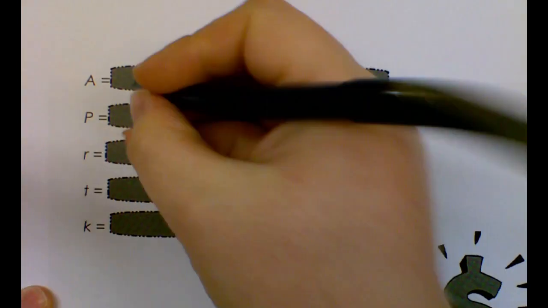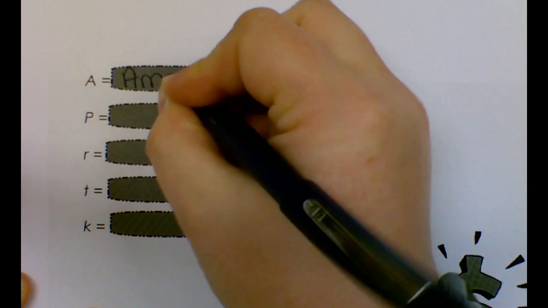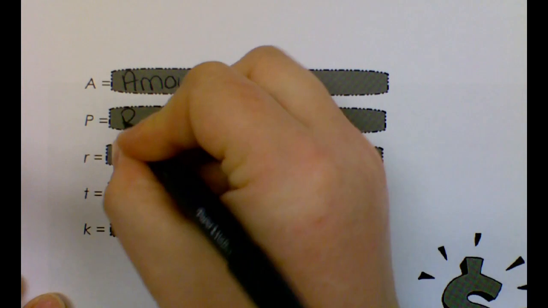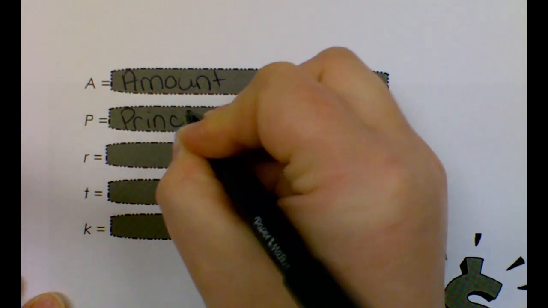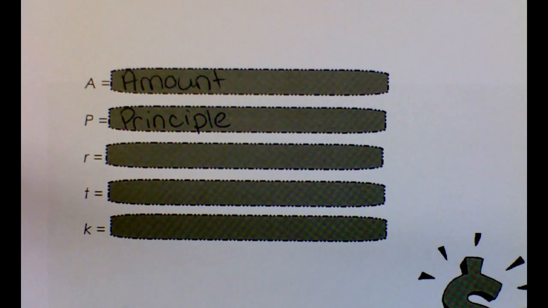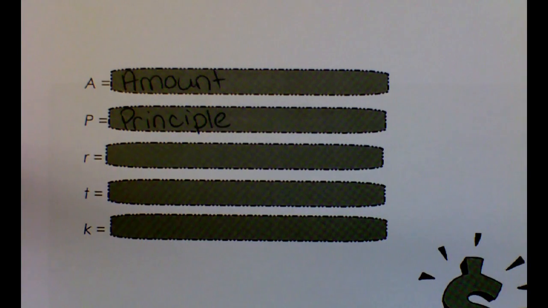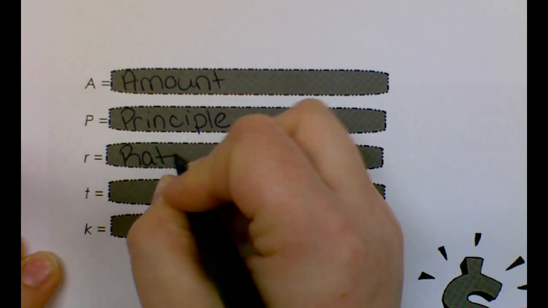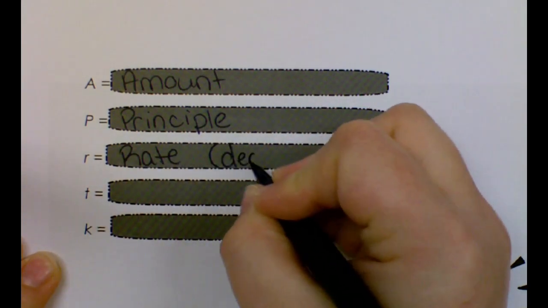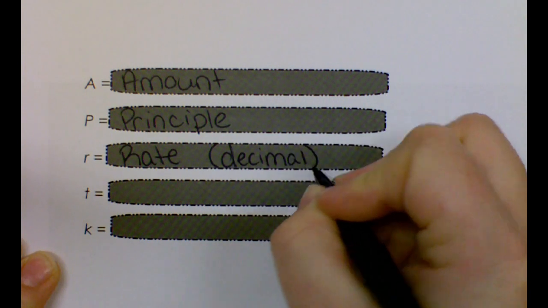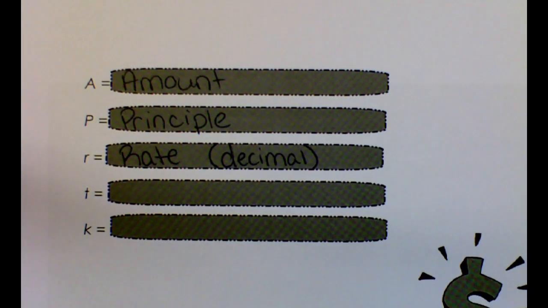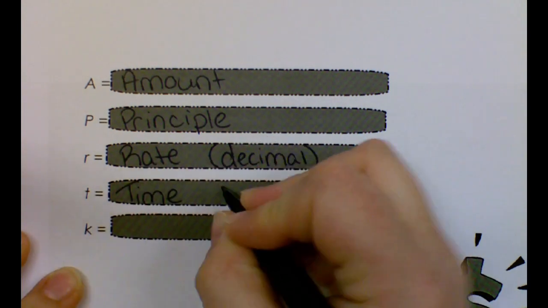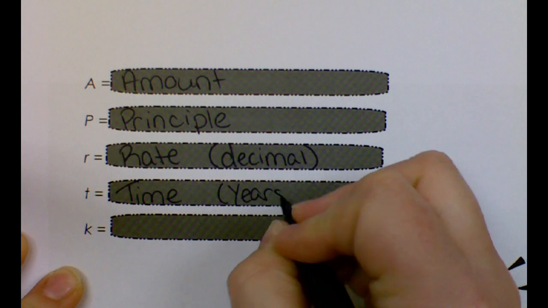I like to say A is for amount. It's your new amount, new balance. P is your principal. That is the original amount you borrow or put in, deposit, whatever. R is your rate. And your rate has to be in decimal form. If your rate is 5%, you need to use 0.05. T is time. But this is very important because it has to be in years.